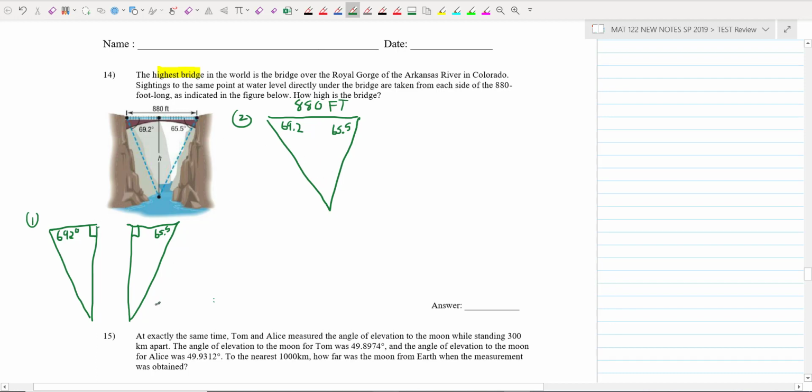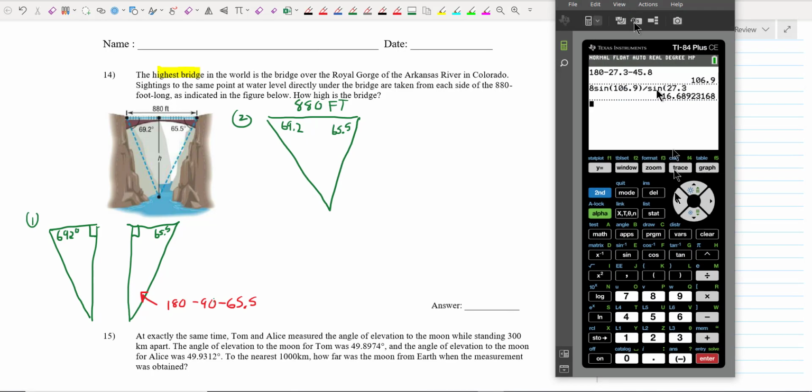We can actually figure out these two angles right here. So this angle in this right triangle would be 180 minus 90 minus 65.5. Okay, so I'm going to go ahead and start this way. This is kind of what I'm seeing in this problem. So I'm going to do 180 minus 90 and then minus 65.5, and I'll record what that angle is. So it looks like this angle is 24.5 degrees.